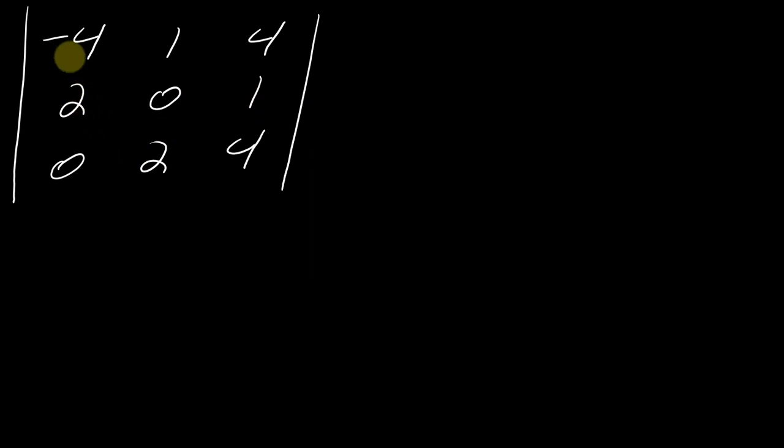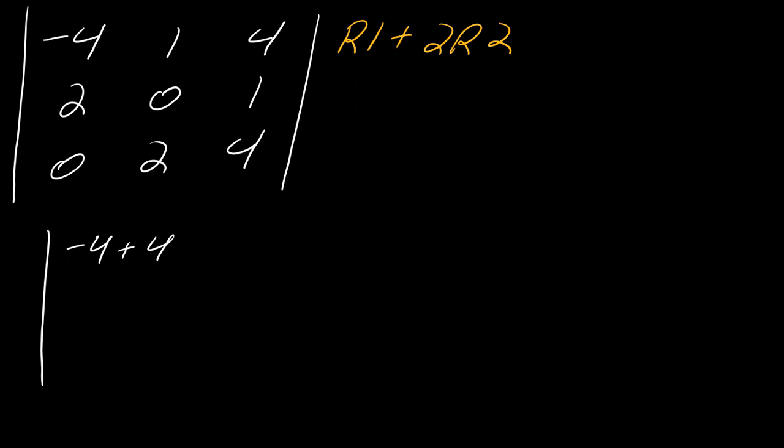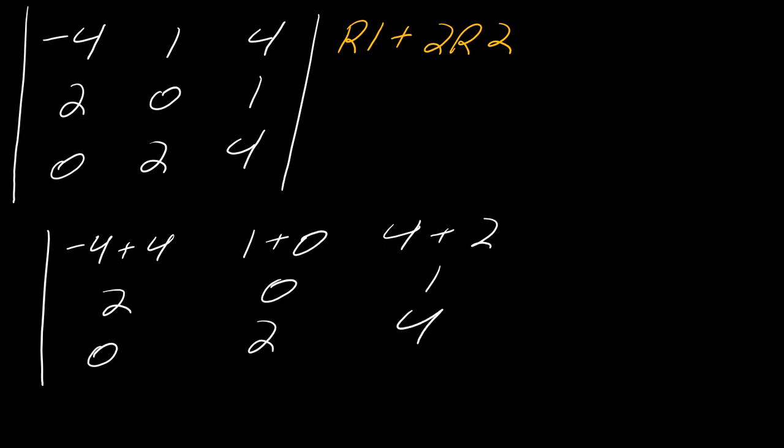Well, I can really easily get a 0 right here by using one of the row transformations, right? So what I could do is I could take row 1 and then I could take 2 times row 2 and add it to this row, right? So I can do a little row transformation. So let's do that. So if I do that, this is going to give me now, so -4 plus 4, this row will be 1 plus 0, and then this row will be 4 plus 2. So here's what's going on in my row transformation.